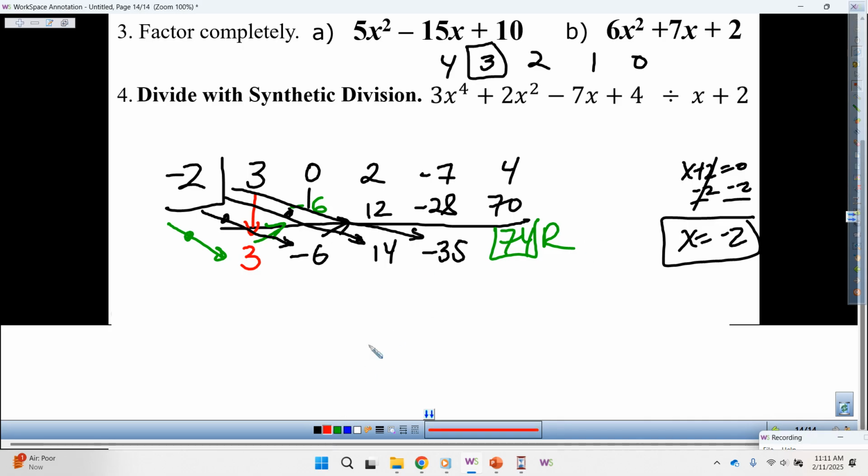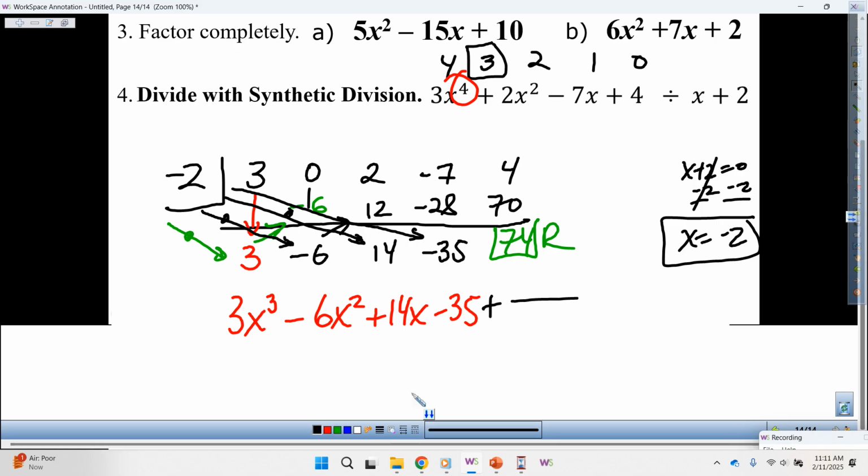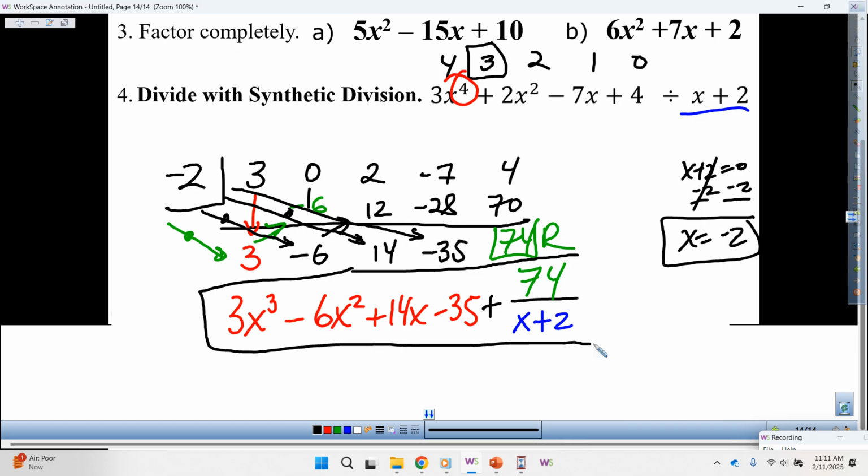So, we had started with a 4th degree. That means this is a 3rd degree. So this is 3x cubed minus 6x squared plus 14x minus 35 plus 74 over our divisor, which is x plus 2. Is it coming back? Yes? I'm bringing these back because we're about to use them now with funner stuff.